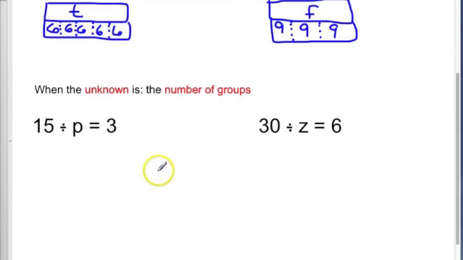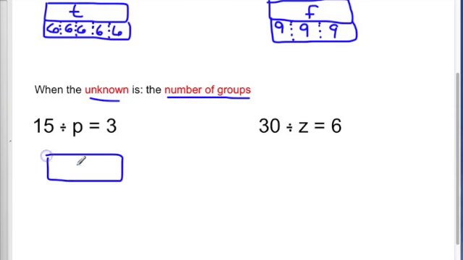Let's look at an example when the unknown is the number of groups. So we're going to have 15 divided by P. 15 divided by P equals 3. We know that our total is 15. Our total, our number in all, is 15. We also know that 3 is the number for each group. What we don't know is this section, the number of groups in all, the total number of groups. So we simply just say P groups for this.